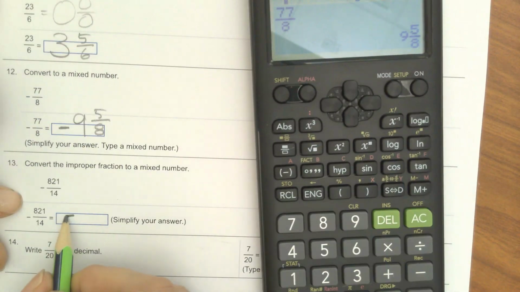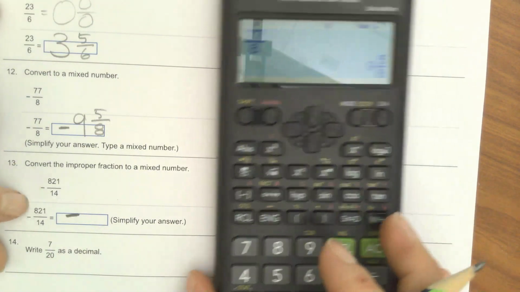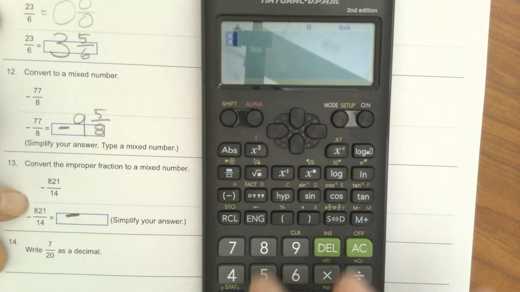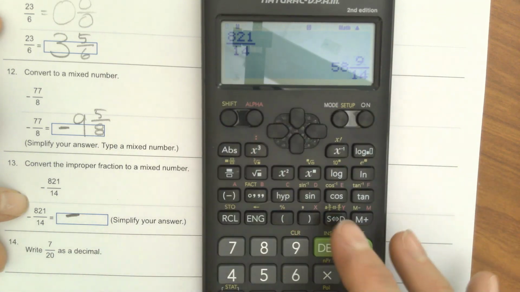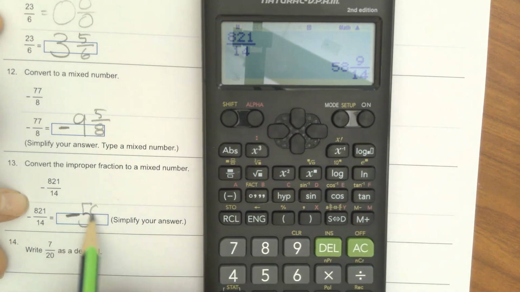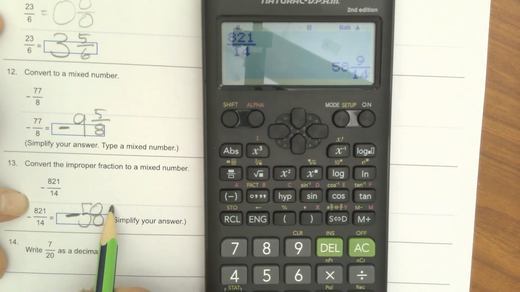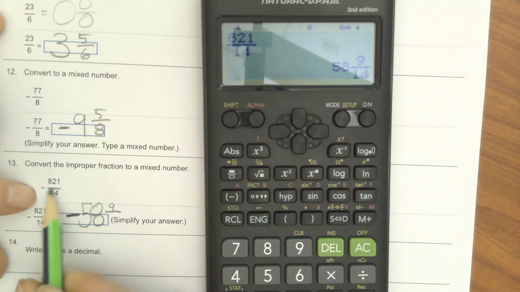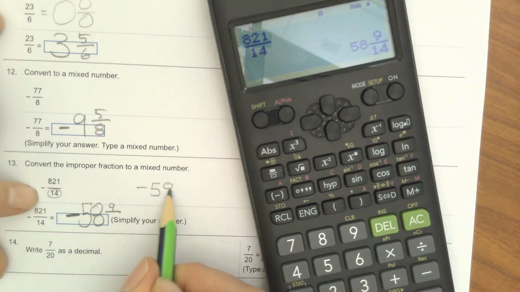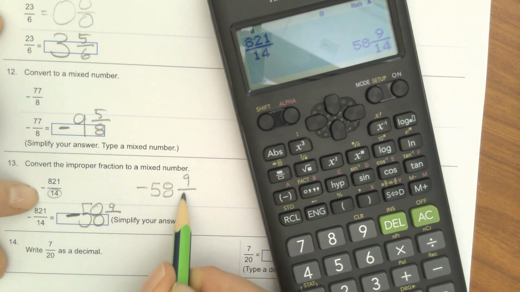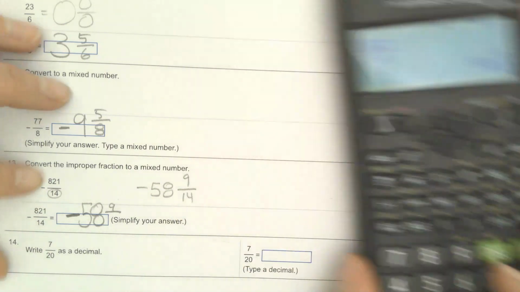Here, I know the answer is going to be negative, because it's negative. It's a big number. Shift SD. 58 cakes, and then 1 more cake with 9 slices, and the cakes are cut into 14. Oh, it's hard to write it. I'll write it here. Another cake with 9 slices, and they're cut into 14.